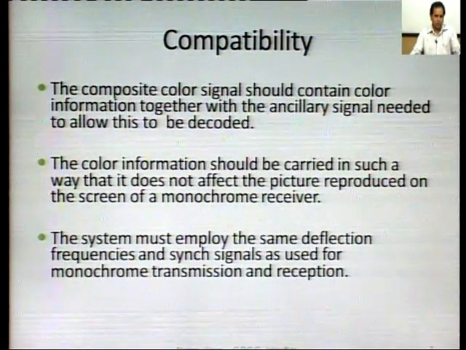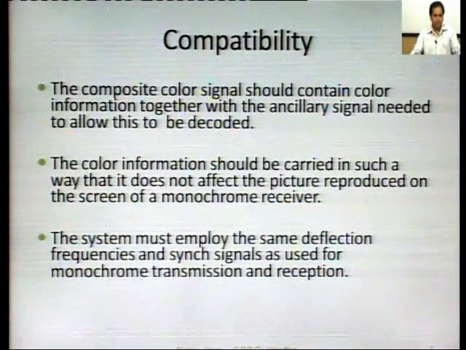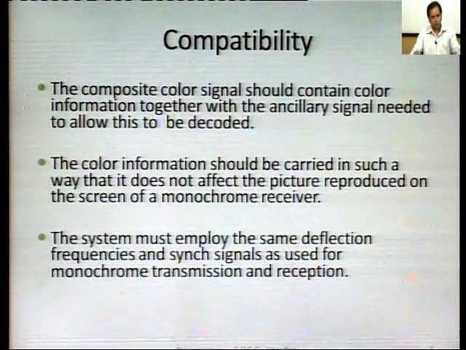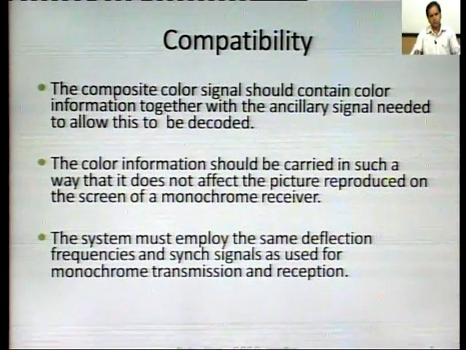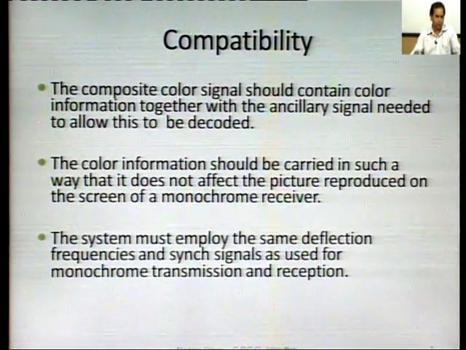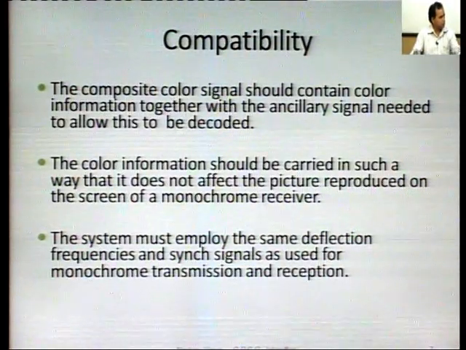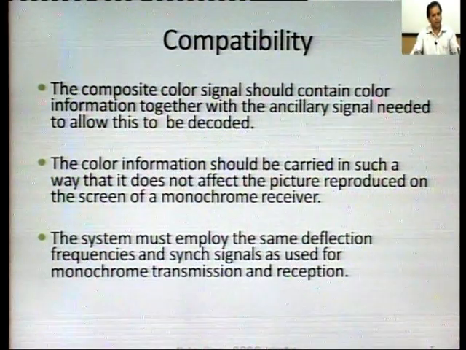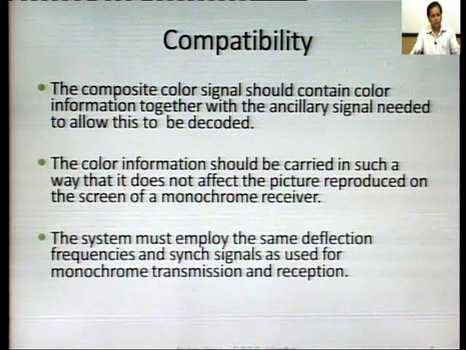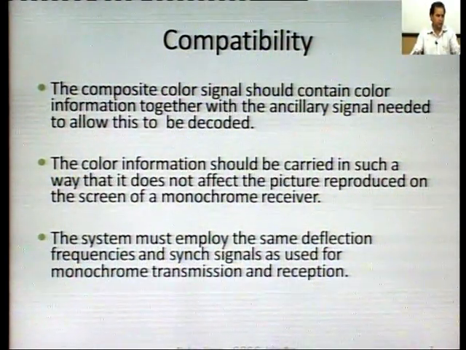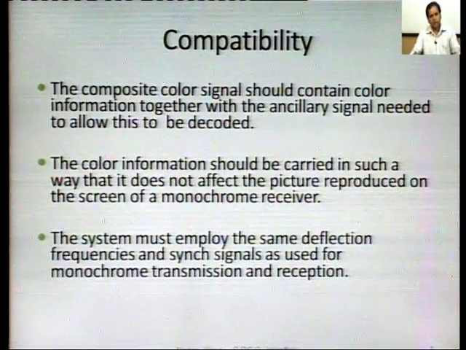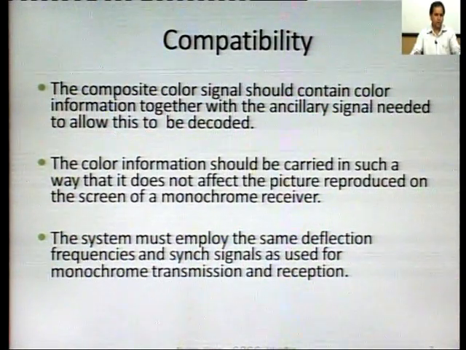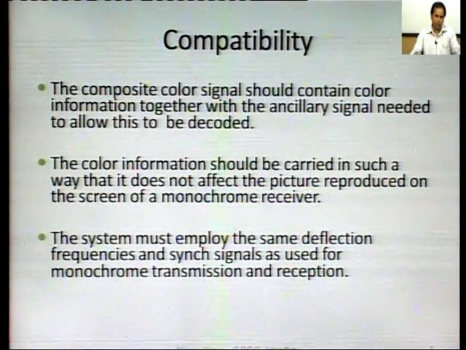The composite color signal should contain color information together with the ancillary signal needed to allow this to be decoded. It means the signal should be provided at the same location, and as I said earlier, it is multiplexed actually. So, when it is decoded, whether it is black and white or color information, it is decoded in the same form. The color information should be carried in such a way that it does not affect the picture reproduced on the screen of a monochrome receiver.